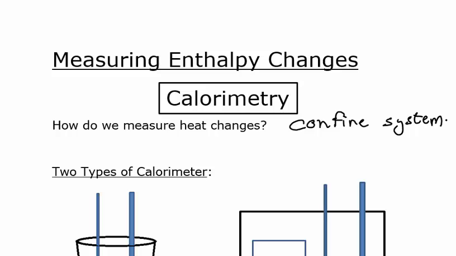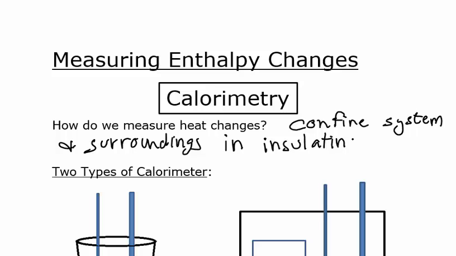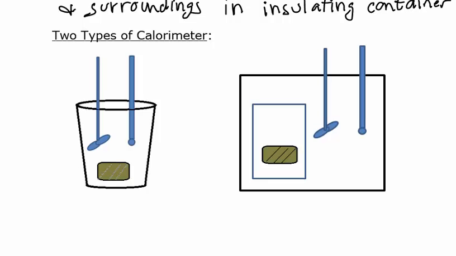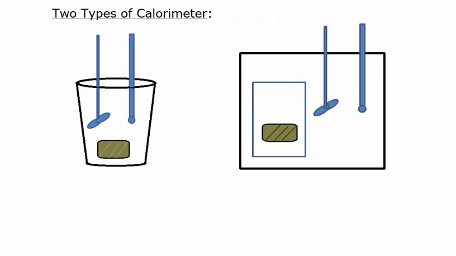And we also want to confine a portion of the surroundings and then call that all of the surroundings, basically. And we confine them by putting them in an insulating container. So if we confine the system and surroundings in an insulating container, if the container is insulating enough, then we can say that the surroundings outside the container can be neglected. All right, and then there are two basic categories of calorimeter, and the calorimeter itself is the insulating container.